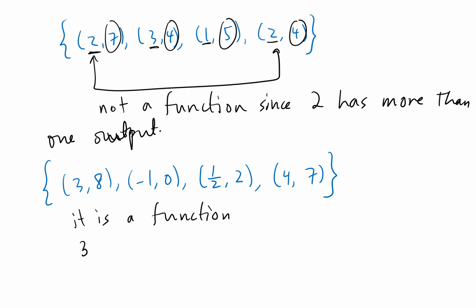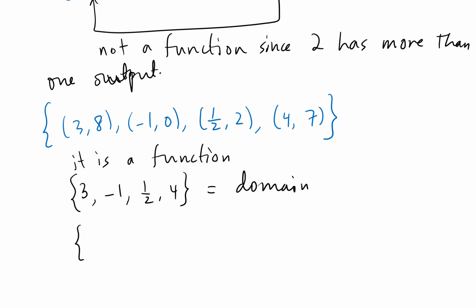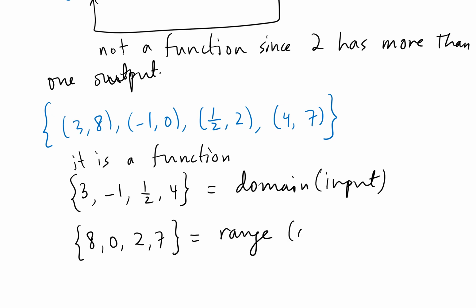If we take the x values, 3, negative 1, 1/2, and 4, that gives me the domain. And if you take the y values, 8, 0, 2, and 7, that's called the range. So domain always has to do with x values, range with y values. Domain means input, range means output.